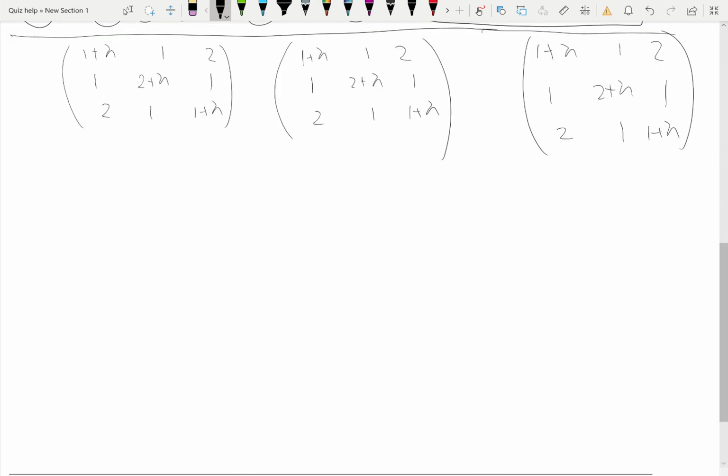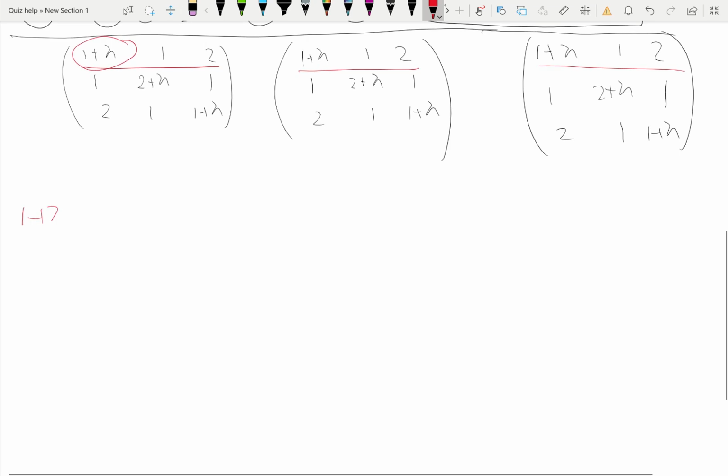All right. So let me do just one more example. If you feel comfortable, please leave this video, but try to pause this video, try to do it by yourself, okay? This is good practice. I only care about the first row. Now take the first element, 1 plus lambda. Now then delete the column and the row.